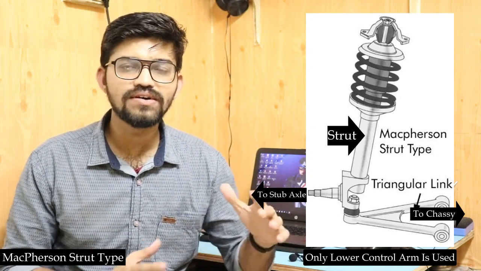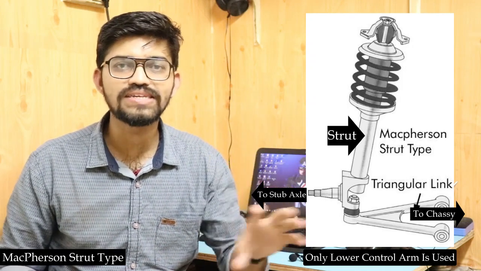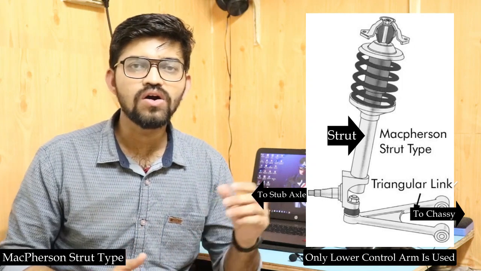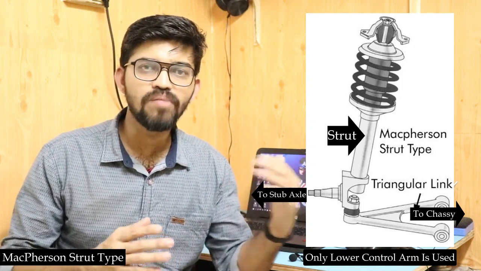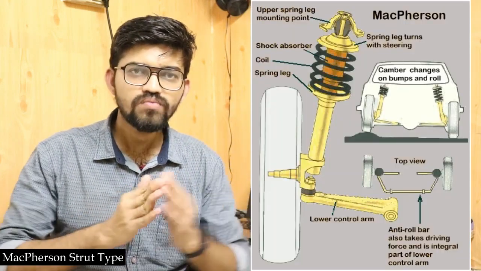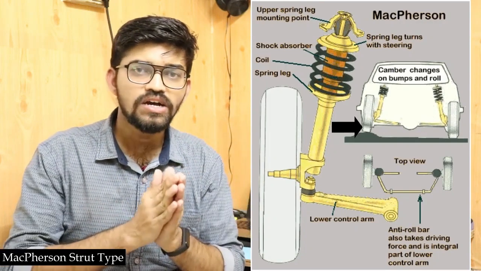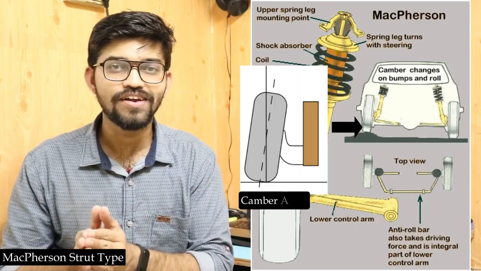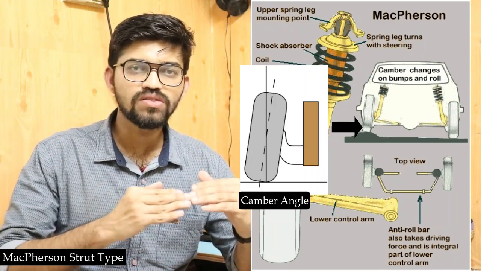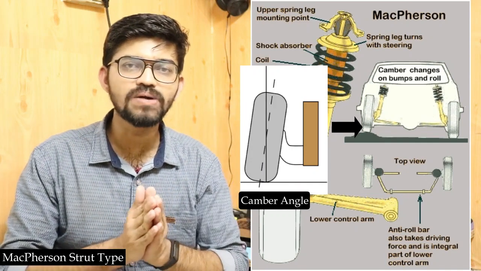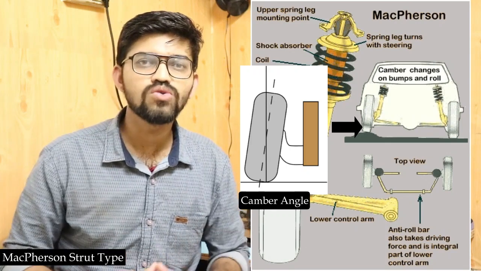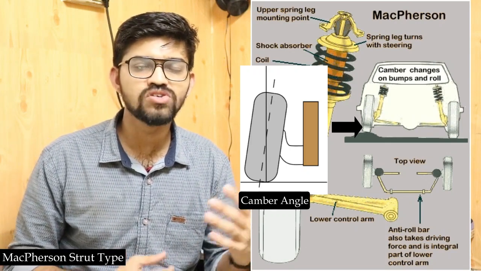As you can see here, this is the typical representation. So this is how a Macpherson strut type of suspension arrangement looks. Whenever the automobile experiences a bump, the wheel moves upwards, and it will change the camber angle. The wheel moves upwards and compresses the shock absorber and the coil spring, and it will damp the vibration. So this is how the suspension arrangement works in the Macpherson strut type.